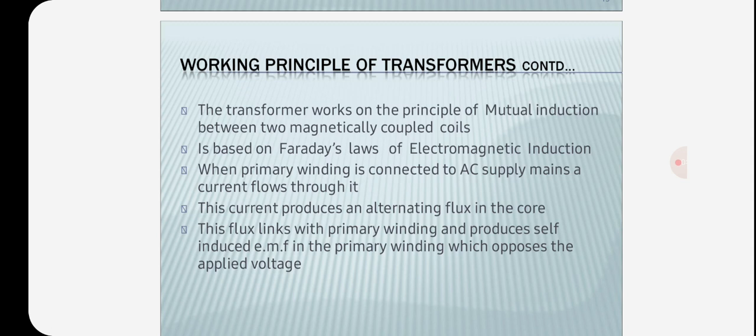So, the working principle of the transformer. How will the transformer work? The transformer works on the principle of Faraday's laws of electromagnetic induction. As the transformer is a static device, the induction is static, based on the concept of mutual induction.